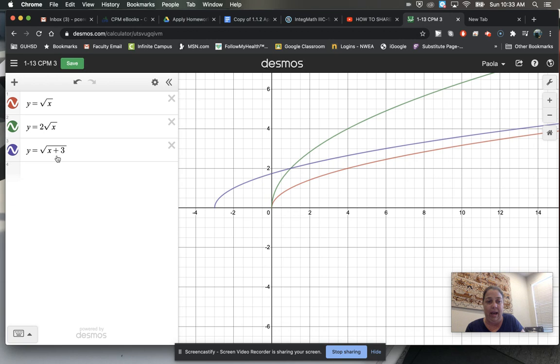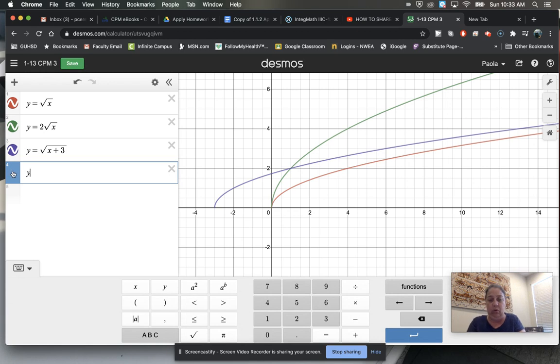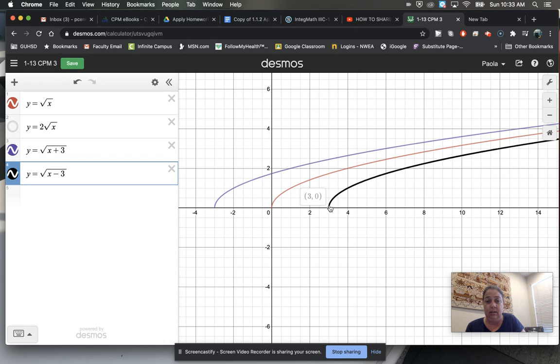Well, if I'm adding 3 and it shifts to the left, what if I subtract 3? What do you think it's going to do? Let's investigate that. Oh, it shifted to the right. My parent graph, I'm going to turn these off, this one, now has shifted to the right. It is still a function. It has an x-intercept of -3.